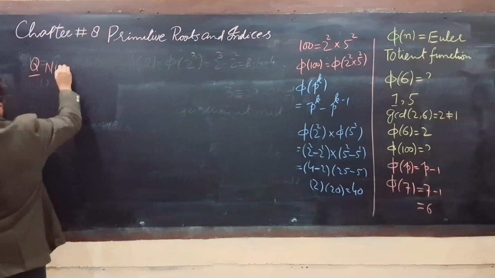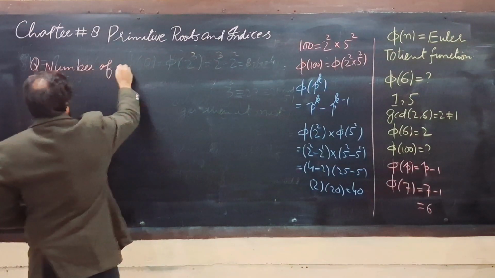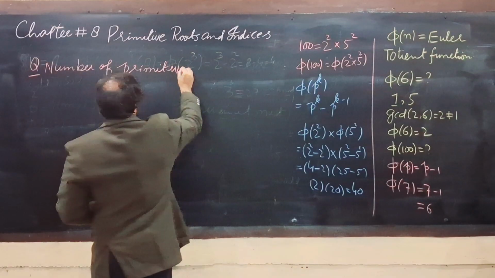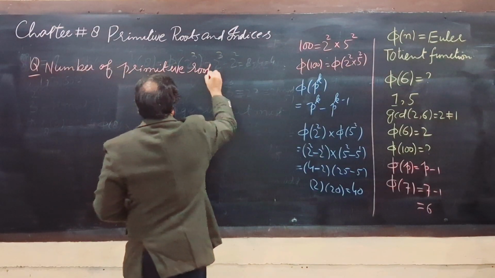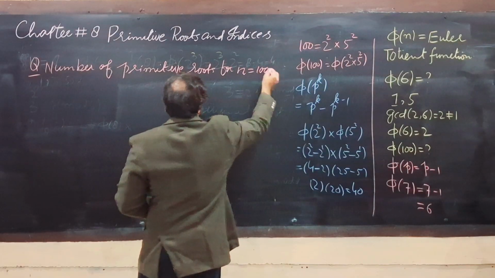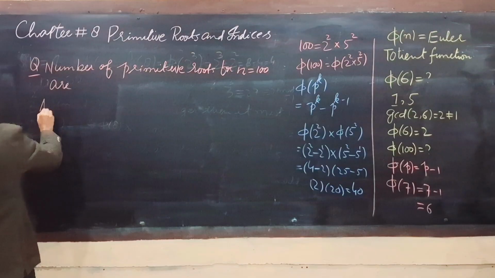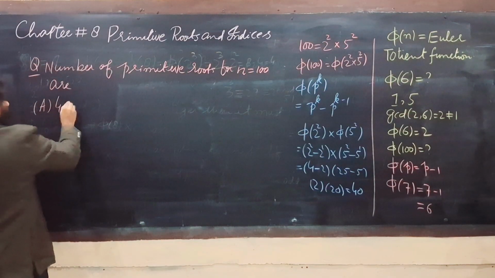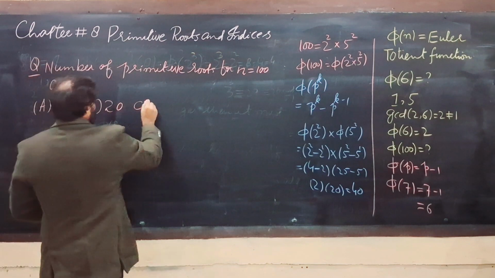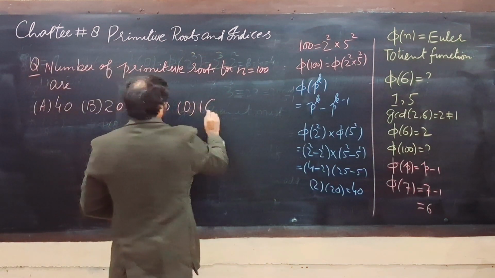Number of primitive roots for n equal to 100 are: option A, 40; option B, 20; option C, 80; option D, 16.